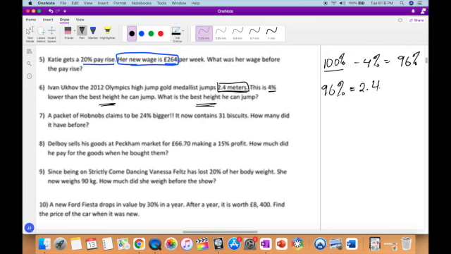So you said you multiplied it, but let's see if it works, right? 1% is the 2.4 divided by the 96, right? 2.4 divided by 96 is equal to 0.025. So obviously 100% would be 2.5 meters.